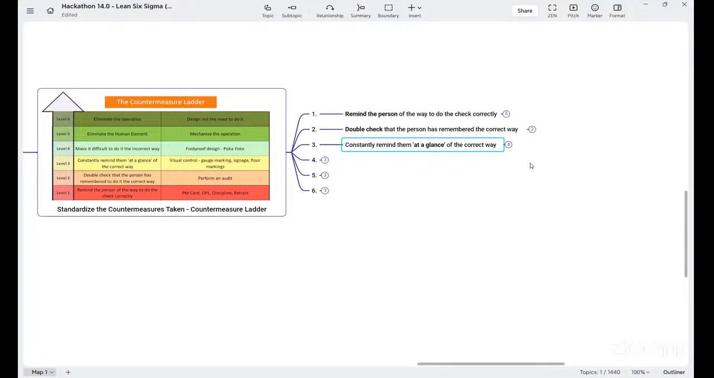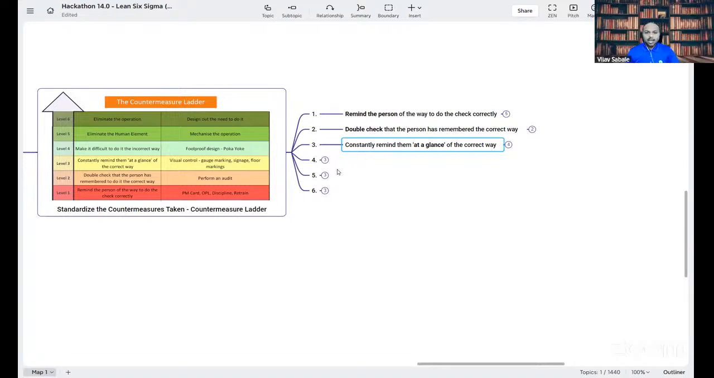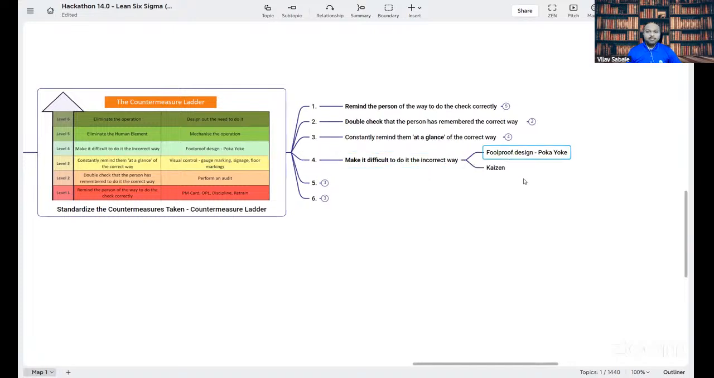Sure. Thank you. Now, the level 4, as we also discussed in the root cause analysis, this is the minimum level of countermeasure you should target, right? So this is Poka-Yoke. Make it difficult to do in the incorrect way. This is called a foolproof design, mistake proofing, or Poka-Yoke. And we can also initiate Kaizen here as one of the lean tools, where we identify how we can make it difficult so that the person should not make that type of mistake. Right? So this is the Poka-Yoke.